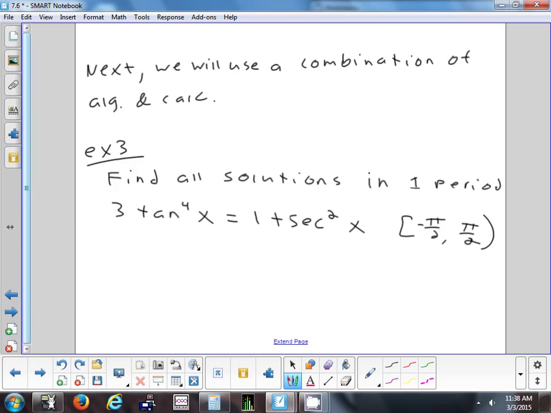Notice the domain, they're looking for -90 to 90. -1.57 in radians up to +1.57. Keep that in mind.